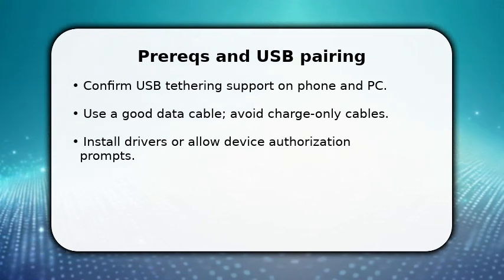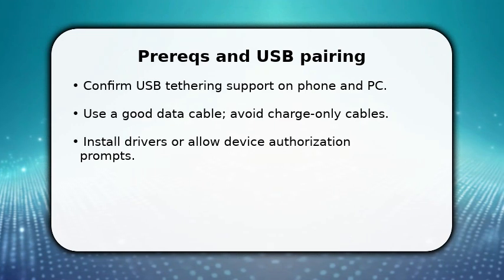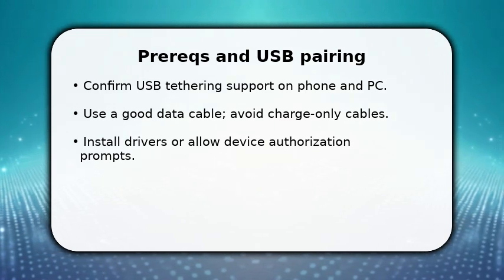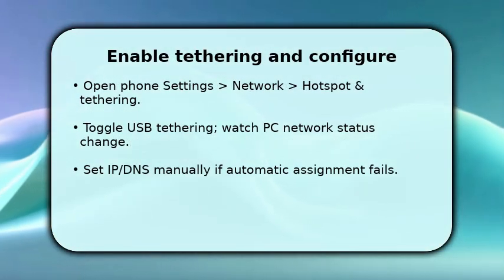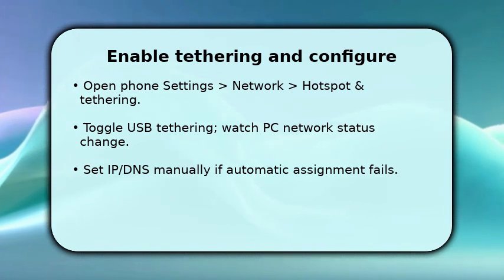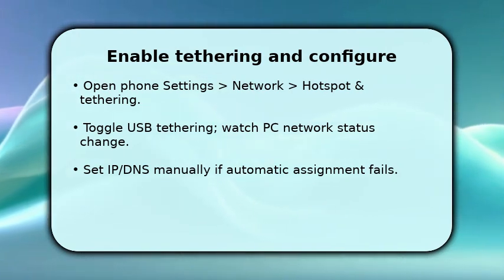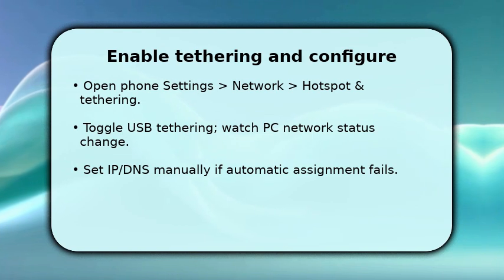You now enable USB tethering in the phone's hotspot and tethering menu. The toggle creates a routed connection to the PC. On Windows, check Network Connections for a new Ethernet device. On Mac OS, check System Preferences Network.